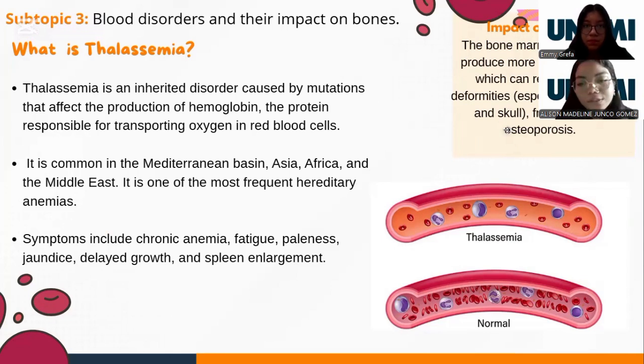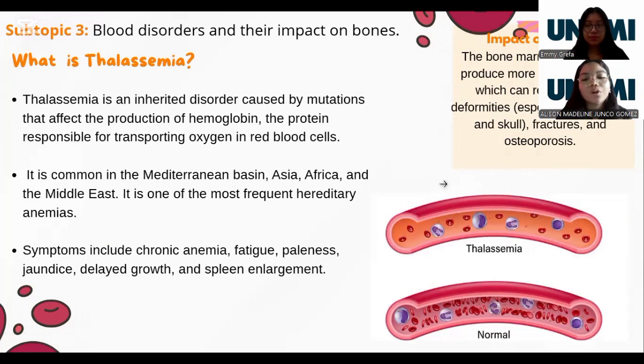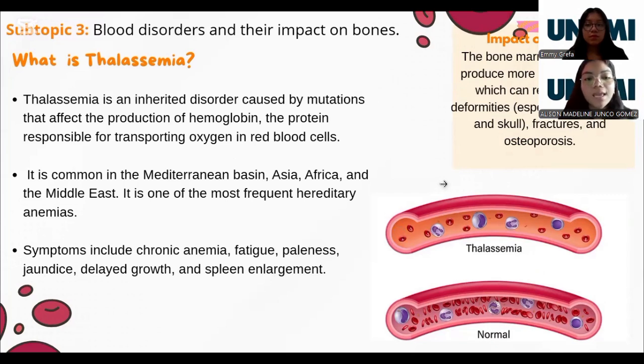My name is Alison Junco Gomez, and I will continue with the presentation on blood disorders and their impact on the bones. Thalassemia is common in the Mediterranean basin, Asia, Africa, and the Middle East. It is one of the most frequent hereditary anemias.